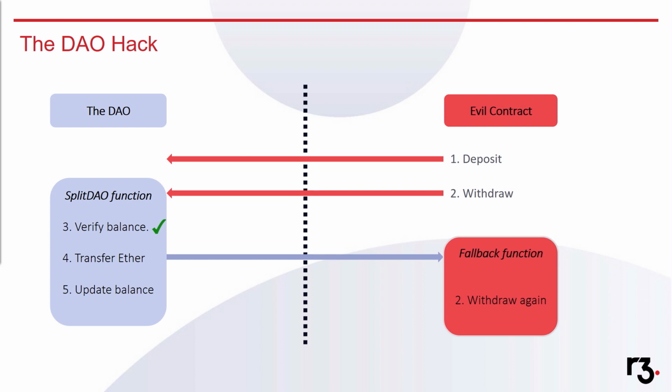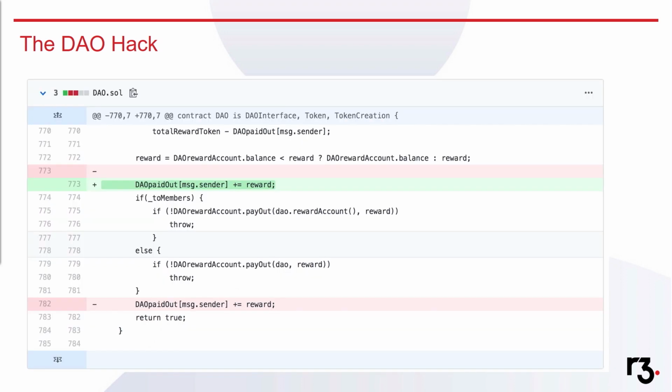But the fallback function was malicious in this case, so we just called into the splitDAO function again before it gave us a chance to update the balance. This is called the reentrancy problem. So it was able to withdraw again and again and again until he withdrew like $60 million. And only then he allowed it to finish and update the balance. And the fix is just really simple. It's just moving the line that updates the balance to before the payment. And that fixes a bug. So that cost a lot of money.